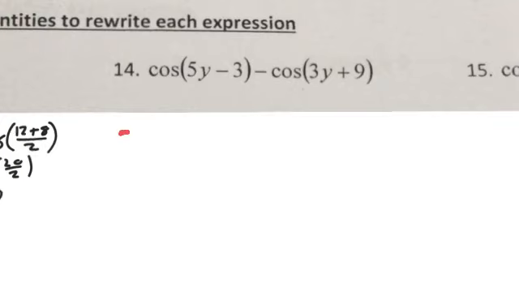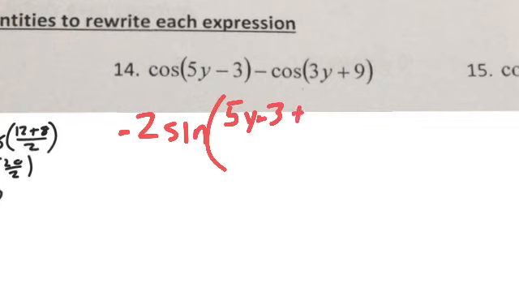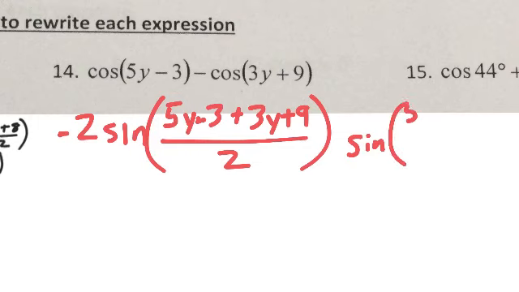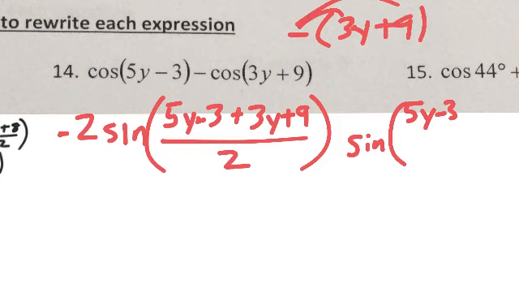So I can rewrite that as negative 2 times sine of x, which is 5y minus 3, plus y, which is 3y plus 9, all over 2. And then this is going to be multiplied by sine of x, which is 5y minus 3, and now I'm going to have to subtract all of y. So think about it as subtracting all of 3y plus 9. I'm going to do these two steps in one, so I have to distribute that negative. So that's a negative 3y minus 9 over 2.